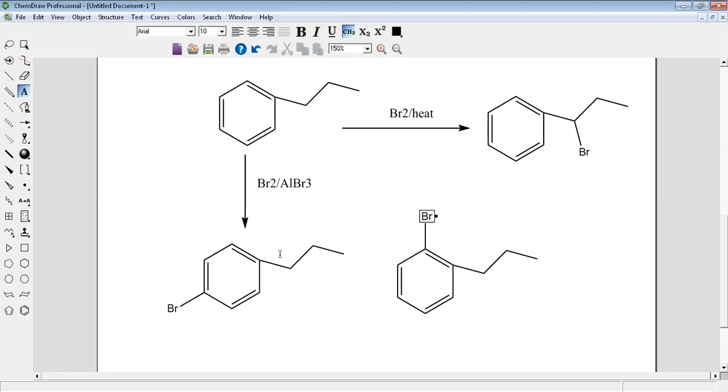Okay. Which one is the higher percentage, this or this? Para. Para, for example 60%, and this is 40%. Why? Because of the steric effect. Okay, because of the steric effect. Good.